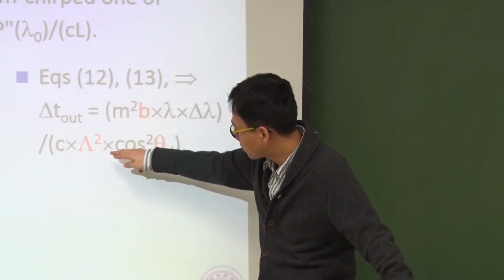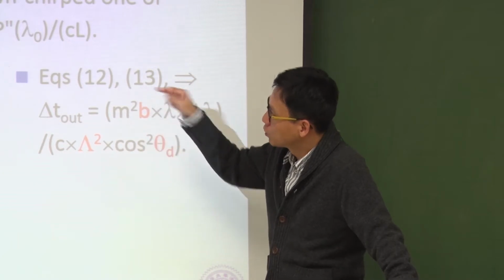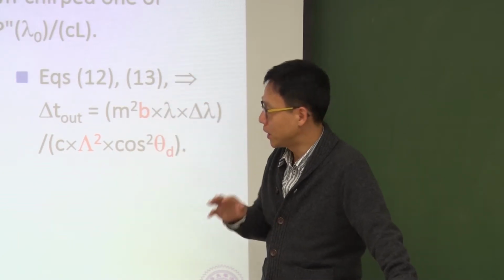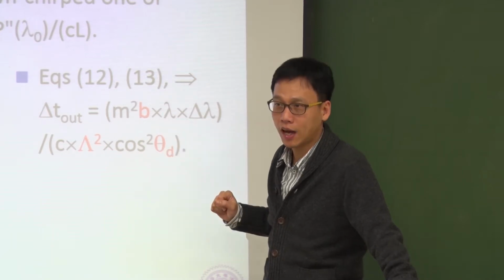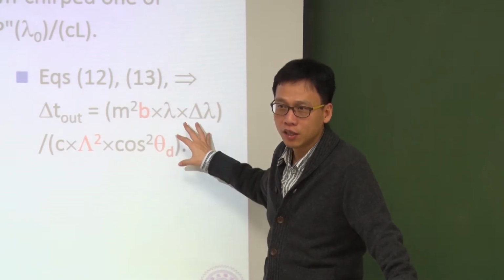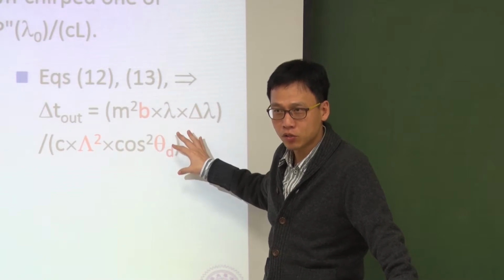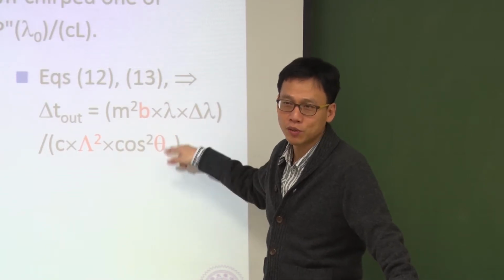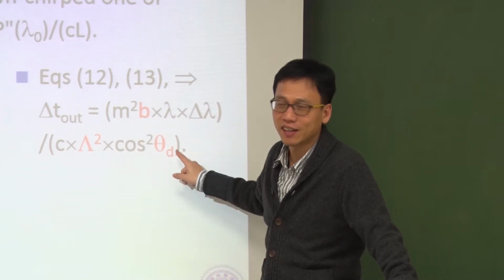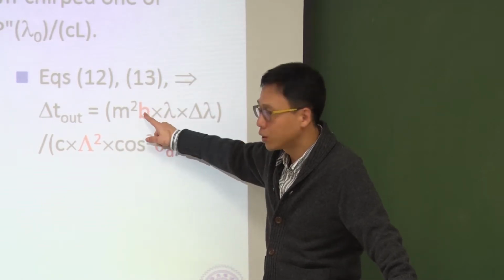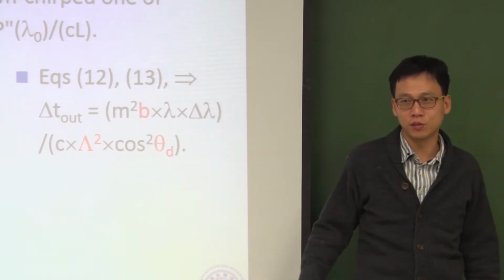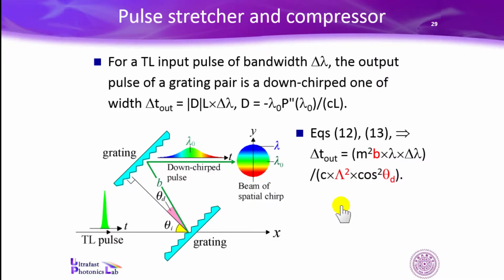Okay, so you can control B, capital lambda, and the theta d to determine your output pulse width. But as I mentioned, theta d depends on theta I, incidence angle, and if you consider the spatial chirp issue, the range you can play with is limited, okay? So usually we rely on capital lambda and B to control your output pulse width.